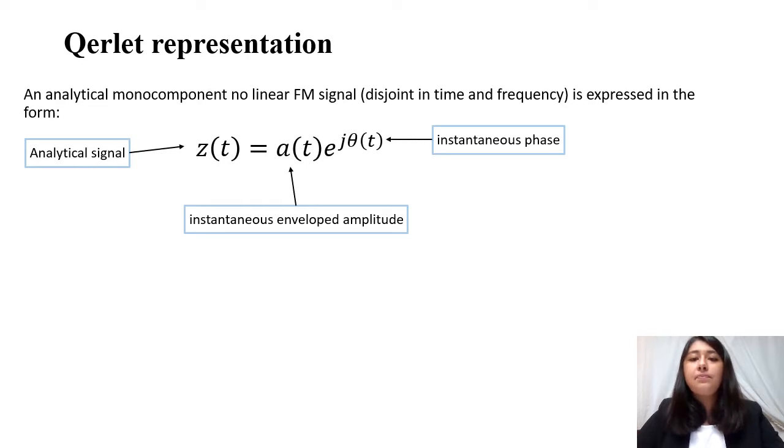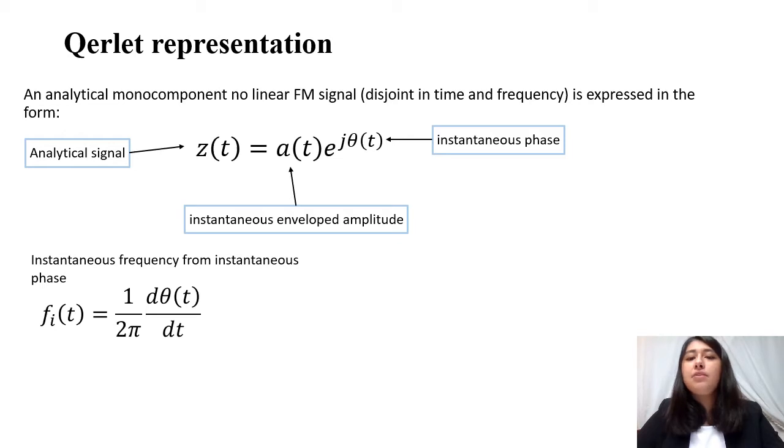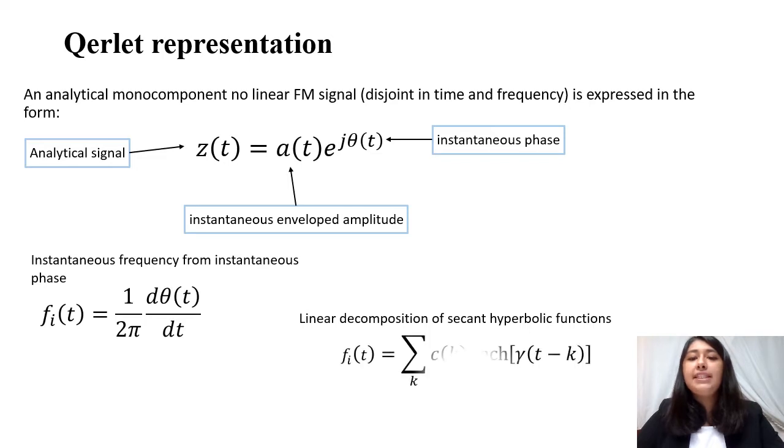In order to obtain the instantaneous frequency, we derive the phase. The instantaneous frequency is linearly decomposed into hyperbolic secant functions, and the coefficients of the series are obtained from the inner product between the instantaneous frequency and the hyperbolic functions. Finally, we calculate the instantaneous phase and synthesize the original volcanic signal in order to calculate the spectrogram of the reconstructed signal.